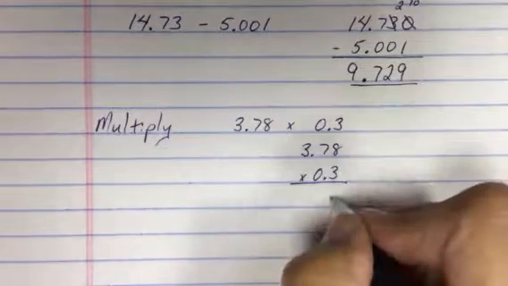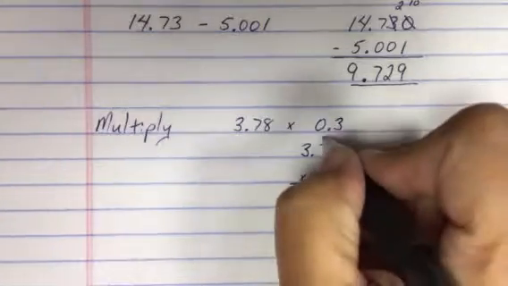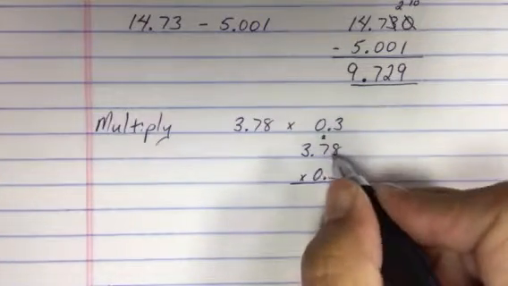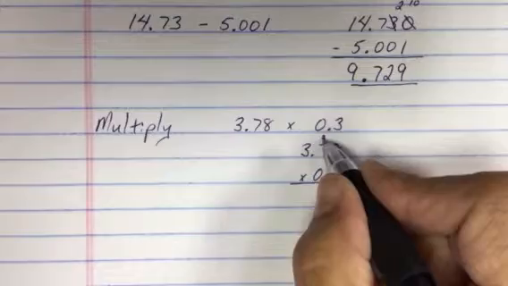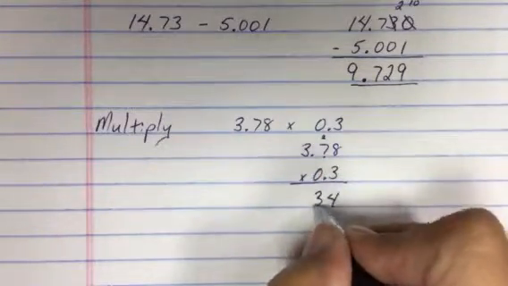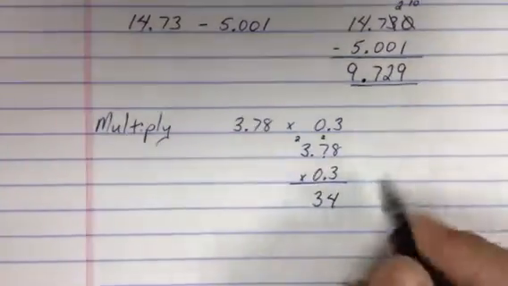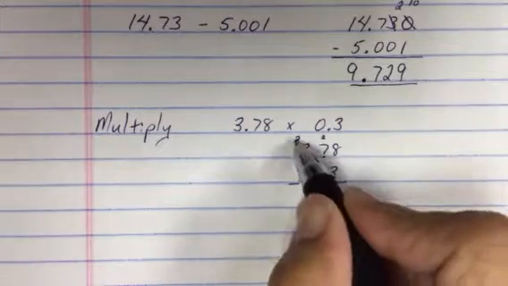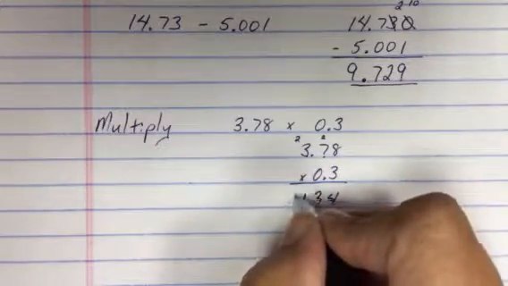So 3 times 8 is 24. Drop the 4, carry the 2. 3 times 7 is 21. Plus 2 gives me 23. I drop the 3, carry the 2. 3 times 3 is 9, plus 2 is 11.